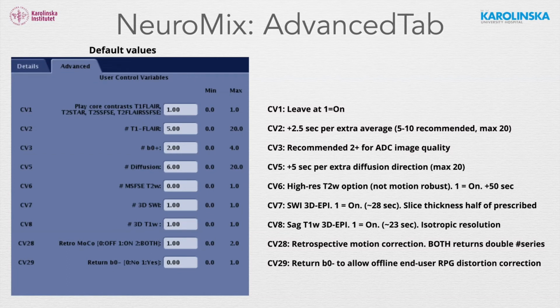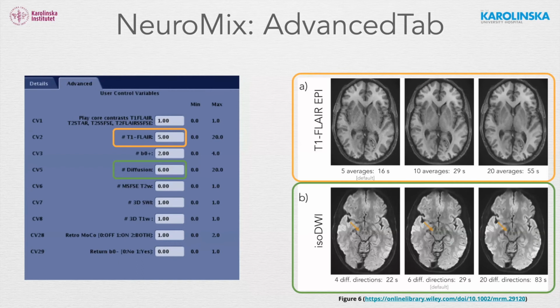So each user or each site can modify the SNR of each contrast to their needs. Here you can see, for instance, if you change the T1 FLAIR EPI in A in orange, you see 5, 10, and 20 averages. The image quality improves, and you see how much time you spend: 16, 29, and 55 seconds. In diffusion for NeuroMix, you can see 4, 6, and 20 diffusion directions. So there's nothing right or wrong here. It's just showing the trade-off between time and quality.